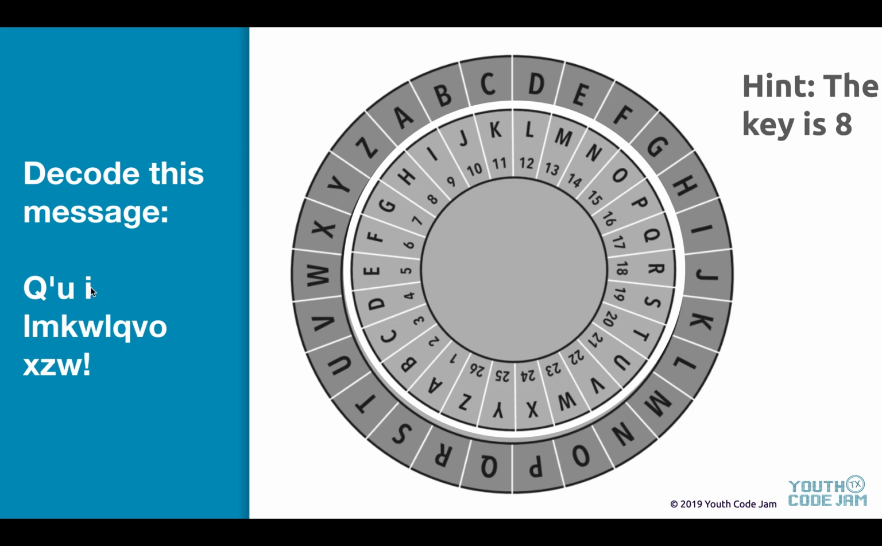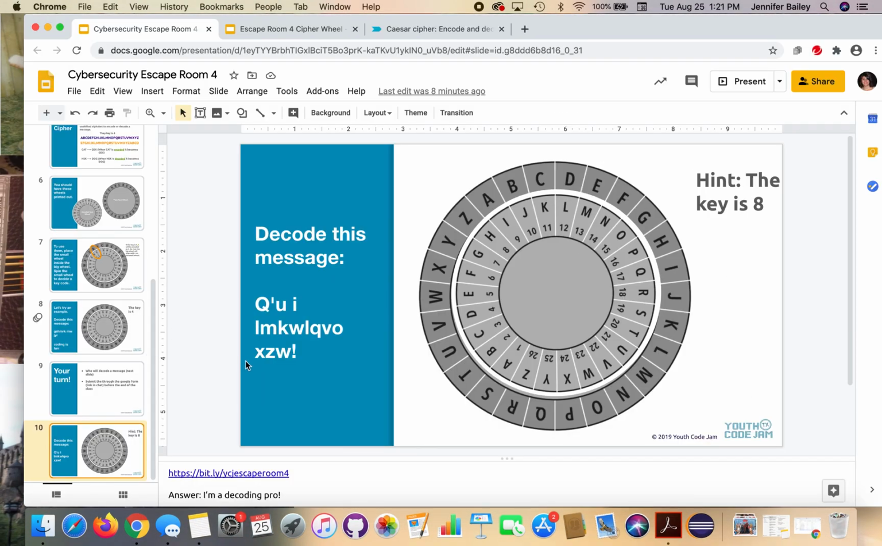You can see that this is a lowercase I. Over here, this is a lowercase l. So these are both lowercase l's right here in this big long word. So you're going to decode that. And once you're done, the answer you should get is, "we need to escape." So you should get, "I'm a decoding pro" once you're done with that activity.